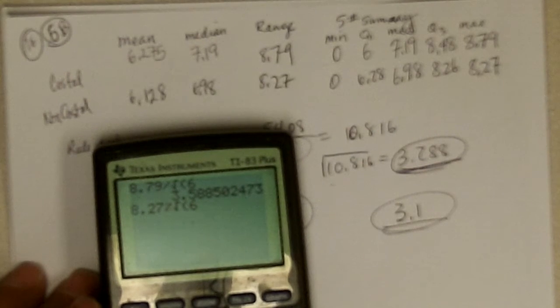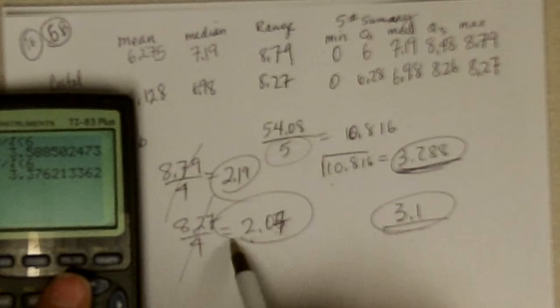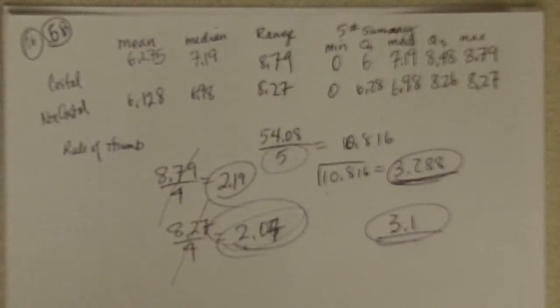Still 6 of them, so divide by the square root of 6, and I get 3.37, which is closer than that was. So the alternate rule of thumb that I gave you is a better rule of thumb.